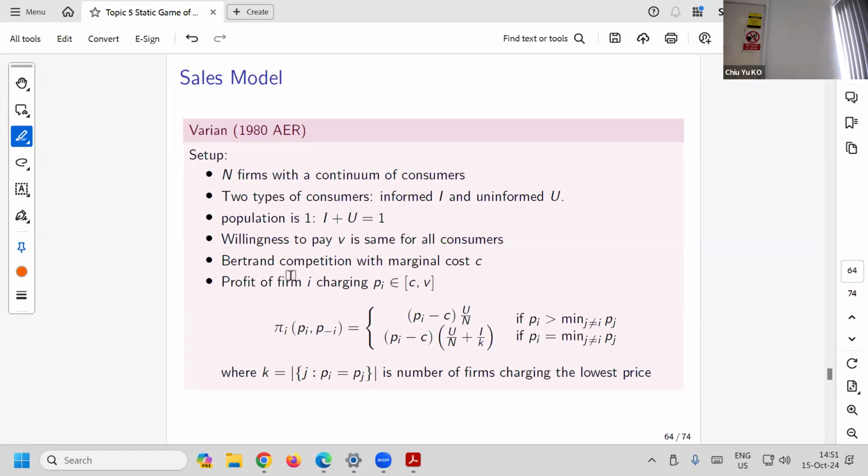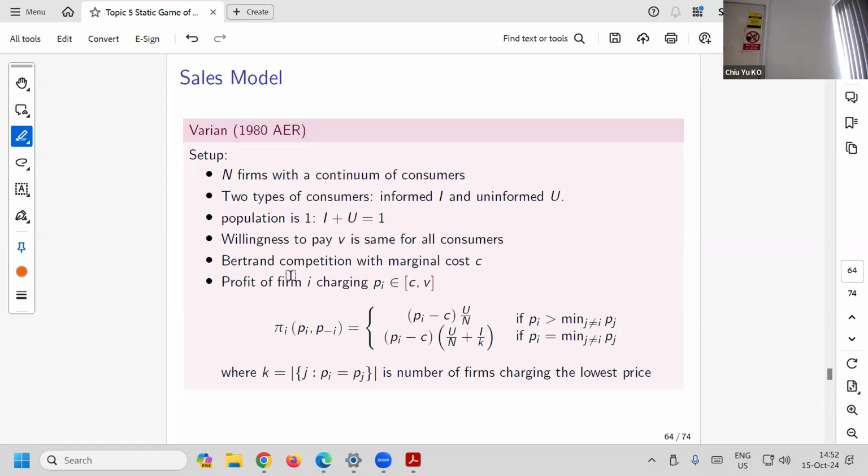So we are looking at a Nash equilibrium. Without loss of generality, we focus on firms charging a price between C and B, because below C you make losses, so it's strictly dominated. Charging more than what consumers are willing to pay means nobody buys, so we can safely ignore those.